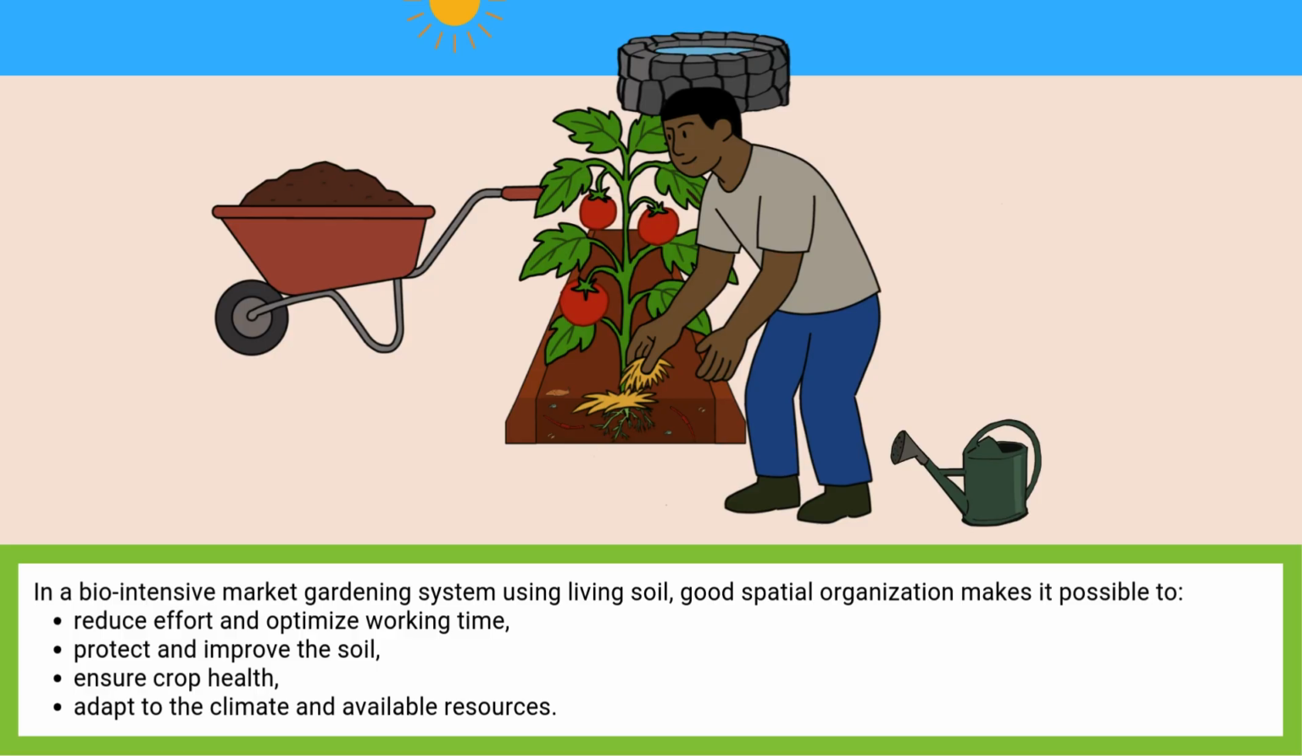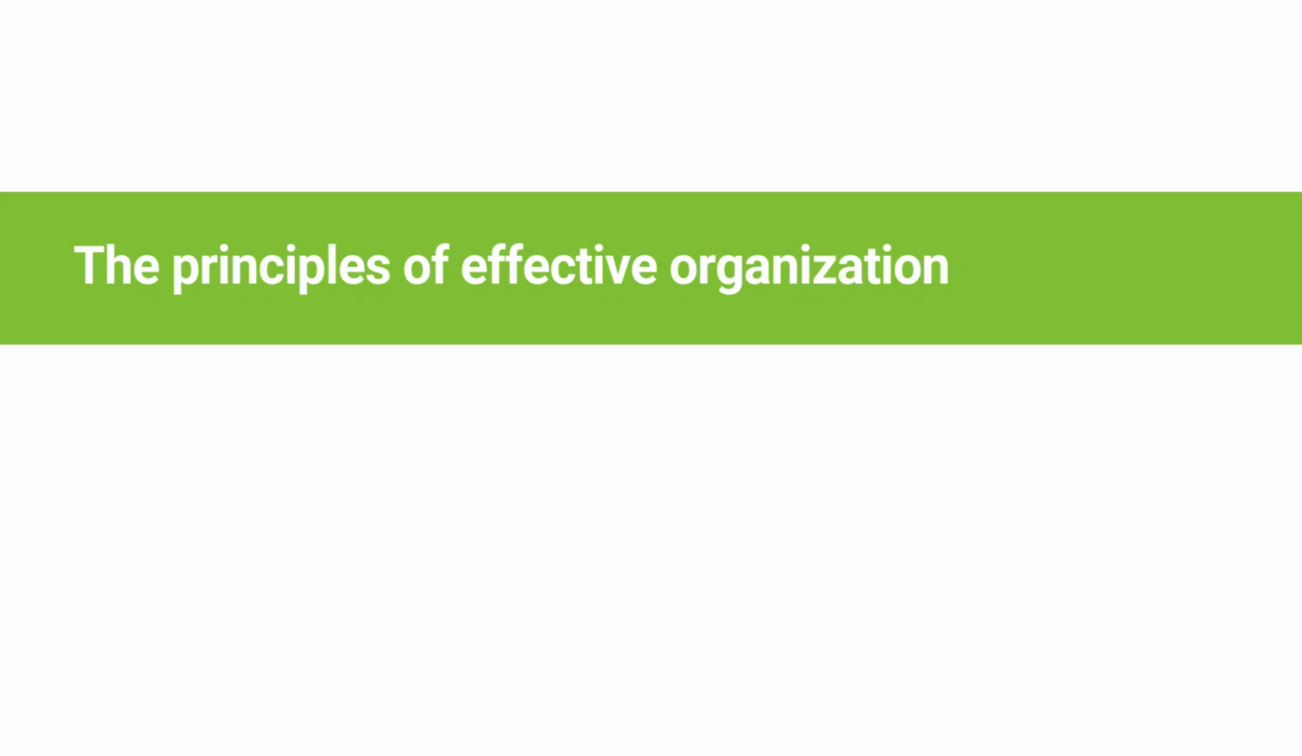In a bio-intensive market gardening system using living soil, good spatial organization makes it possible to reduce effort and optimize working time, protect and improve the soil, ensure crop health, adapt to the climate and available resources. The principles of effective organization.